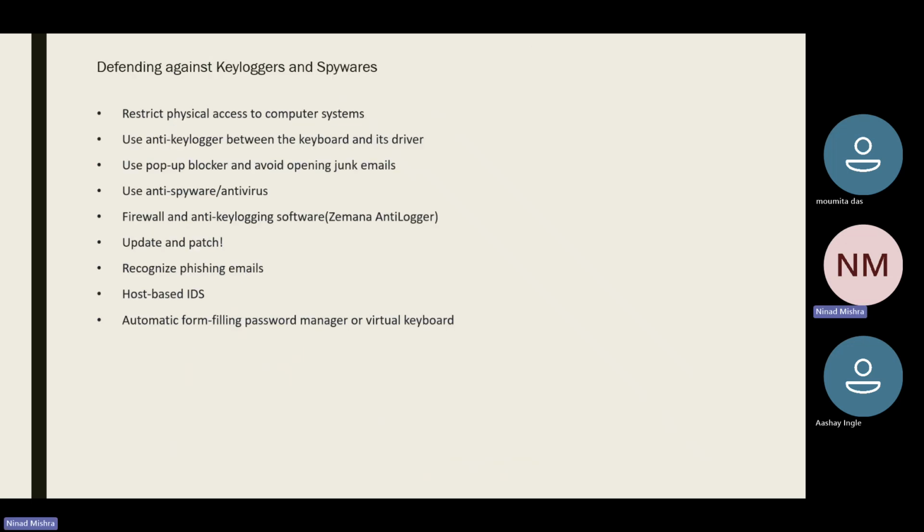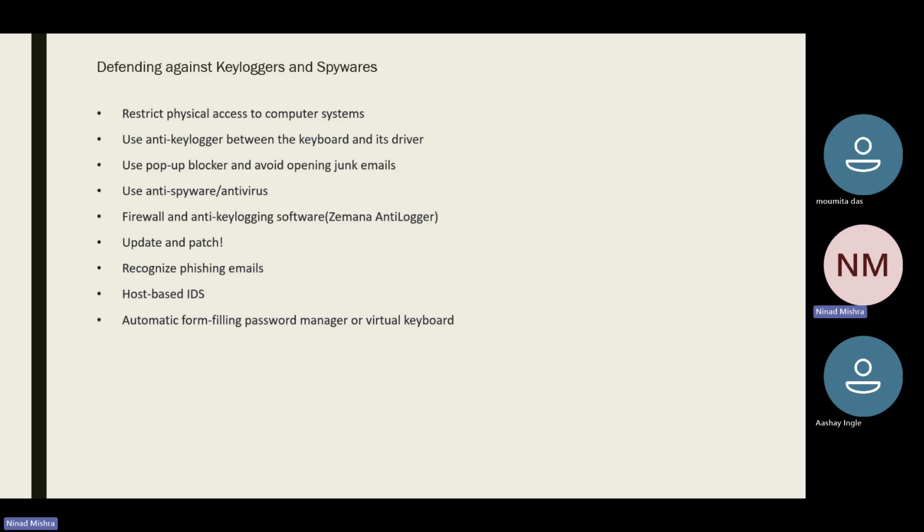What are the methods to save yourself from keyloggers and spyware? Restrict physical access to your system; don't give your systems to anyone. Use a pop-up blocker. Yesterday we saw one VA, and when we were scanning my local system it showed absence of anti-clickjacking. If you have anti-clickjacking and an anti-pop-up blocker installed, then even if you come across any pop-ups, it will directly block them.